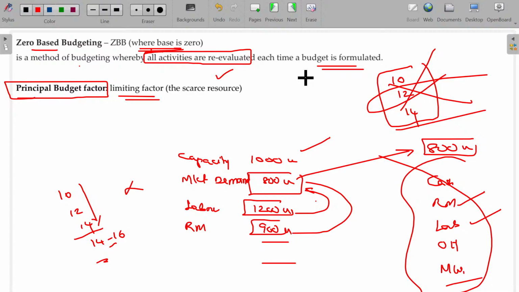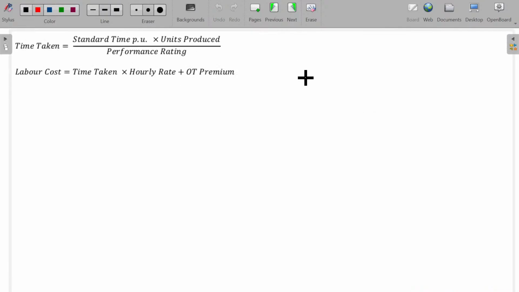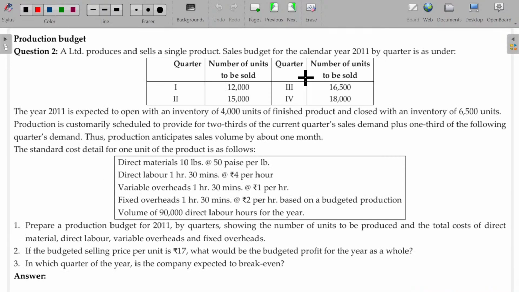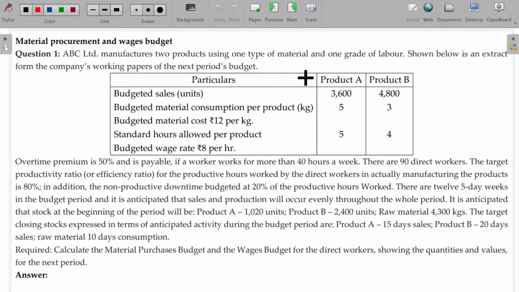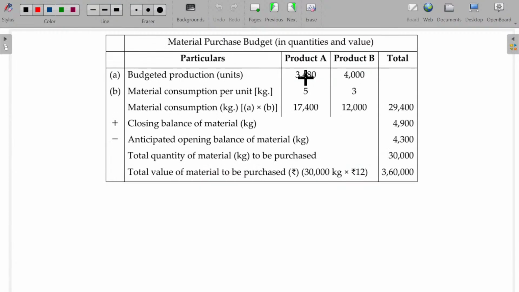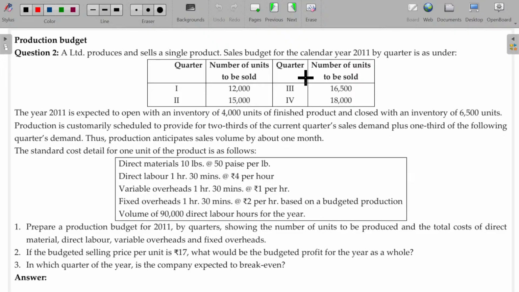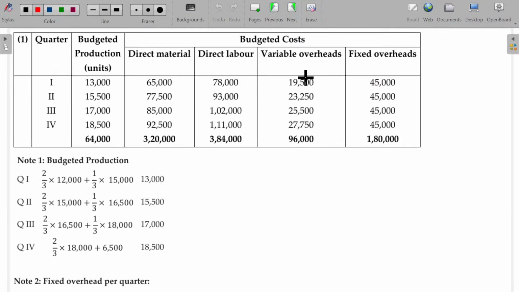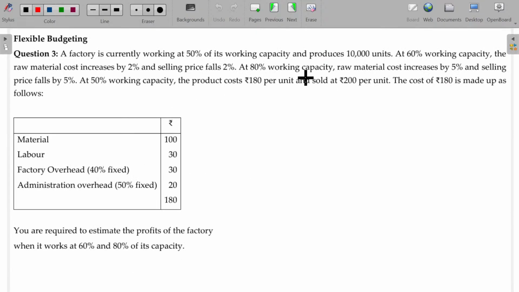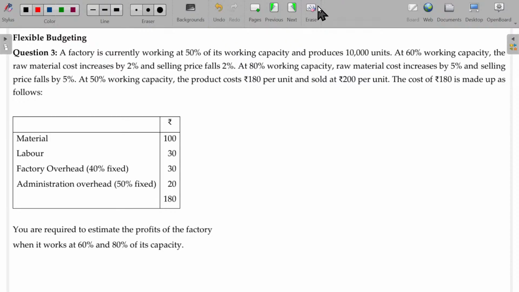Let's start with the flexible budget. It's very easy, just similar to the concept you have learned in marginal costing. I'm going to solve this here. First one is all about material procurement and labor budget, and second one is all about production budget, and third one we'll start with the flexible budget. So we'll try to finish the flexible budget and cash budget, and then we'll go for the production budget and all. Clear? Come on. Solve this illustration along with me.